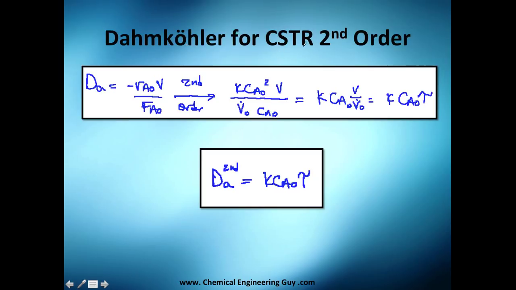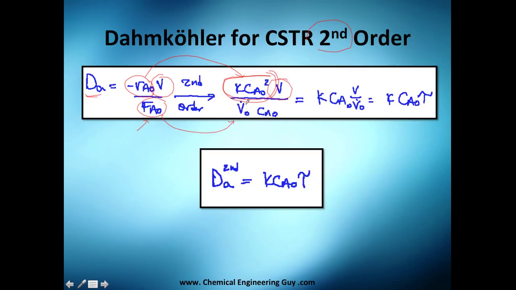I also included second order because it's also common to have second order. So the Damköhler number equals the rate of reaction at the inlet times the volume divided by F_A0, which is the inlet. Now, let's substitute this here. We know that the rate of reaction for the second order is this thing I just circled, k times C_A0 to the second power. The volume stays the same.